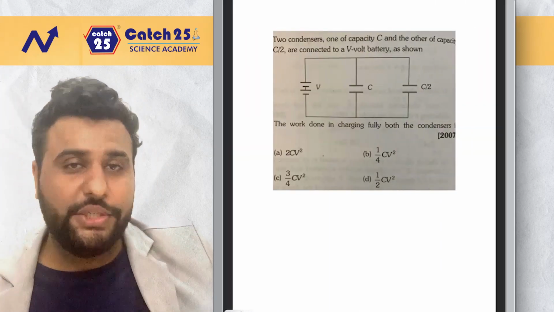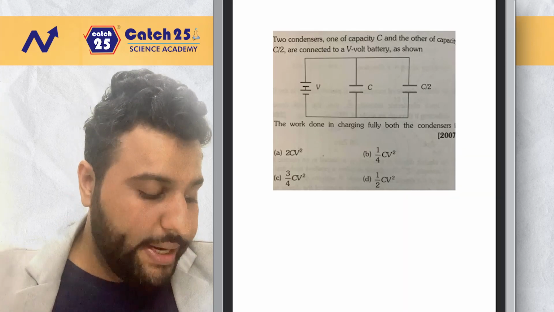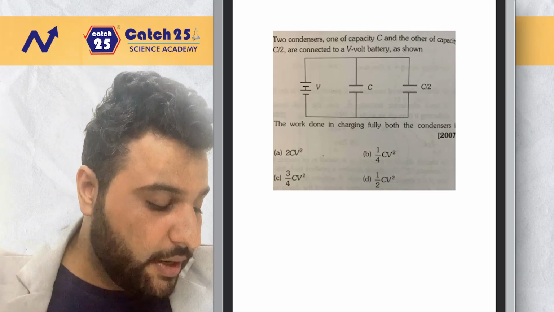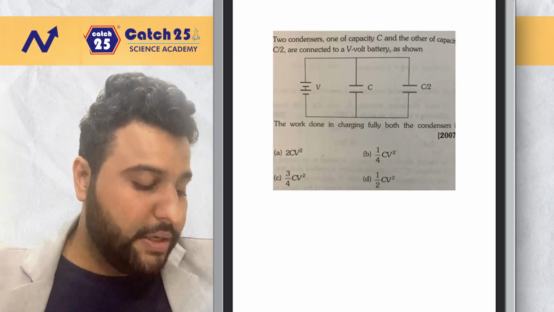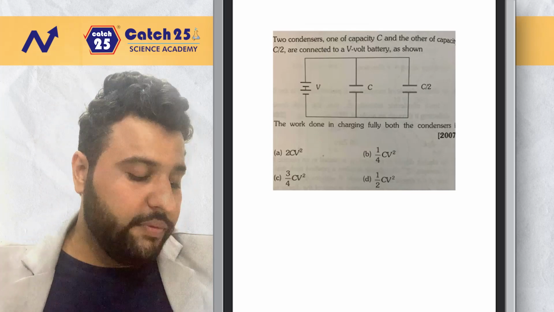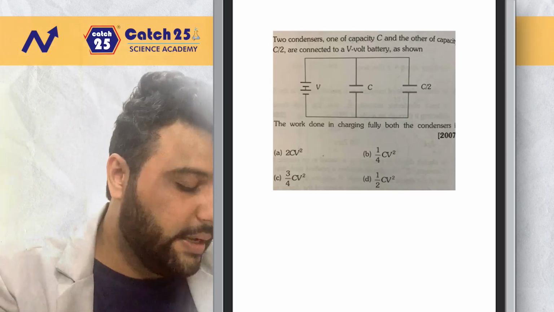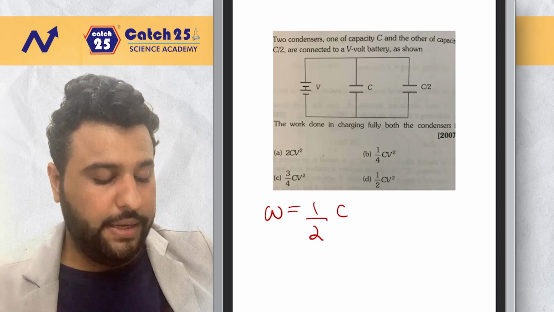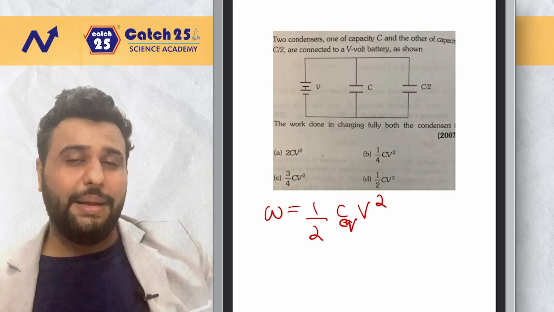Now, if you look at this question, very easy question. Look at the circuit. They are saying 2 condensers, 2 condensers means 2 capacitors of capacity C and other of capacity C by 2. It is given in the circuit itself. Are connected to a battery as shown. What is the work done in charging the condensers? Work done is same as energy, therefore my formula of energy or work done will be half CV square. In this case it will be equivalent because it is equivalent capacitance.